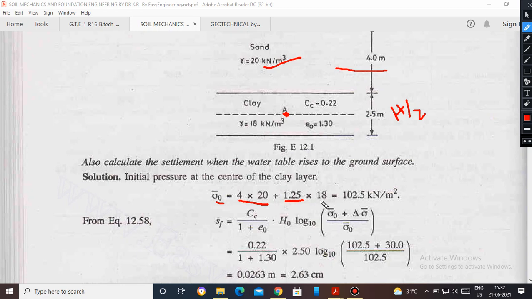Calculating all these, we get the value as 102.5 kN per meter square, which is the effective overburden pressure acting at this point A. At point A, the effective overburden pressure is 102.5 kN per meter square.